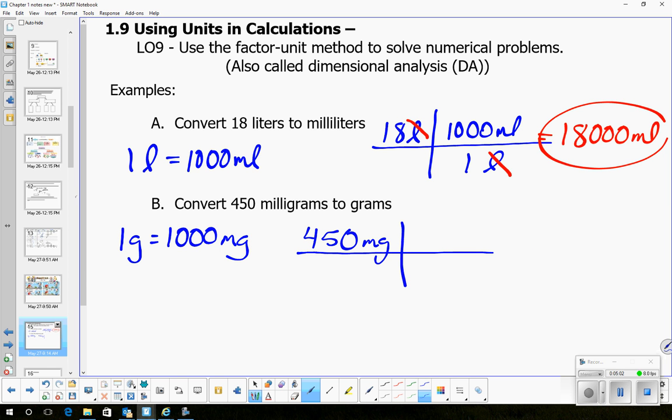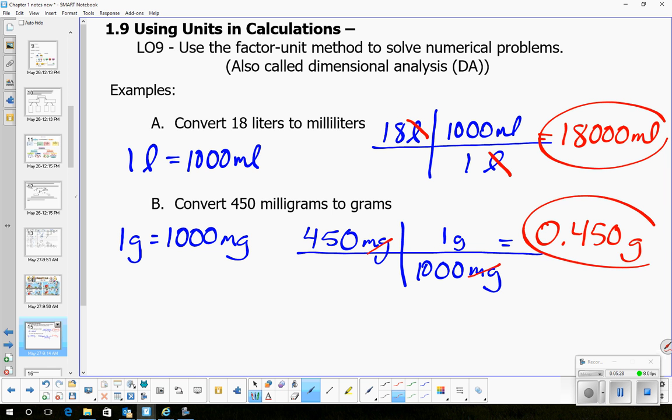Now my quality, I want to get rid of milligrams, so this time the 1,000 goes on the bottom with the unit milligram, and on top I put 1 gram. And again, milligrams is canceling out here, so I'll be left with grams. But this time I go 450 times 1 divided by 1,000, right? So then I'd end up with 0.450 grams, right?